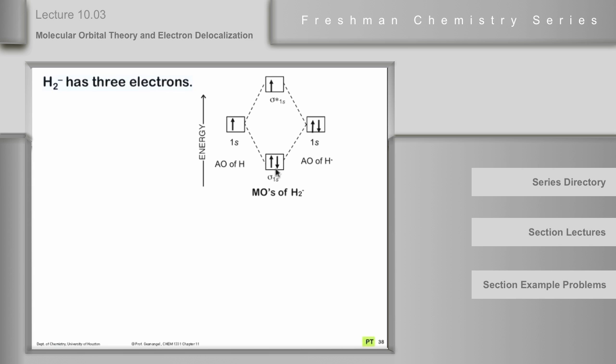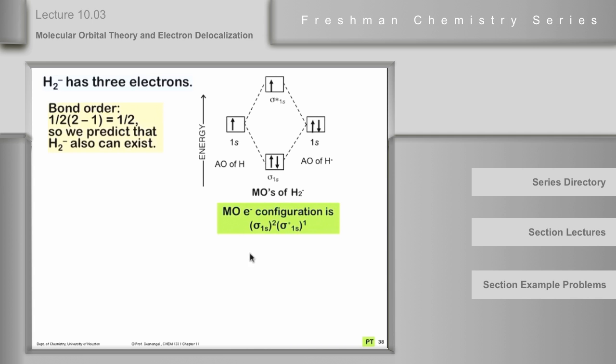Look what happens. Sigma 1s with 2 electrons. Sigma 1s star with 1 electron. Does that look familiar? Well, it's very much like He2 plus, right? Here's the electron configuration. And the bond order is 1/2 of 2 minus 1 is 1/2, and therefore we predict that H2 minus can also exist. It does exist, but it's very unstable. But it can be seen under the right circumstances. Okay, questions on H2 plus or H2 minus?